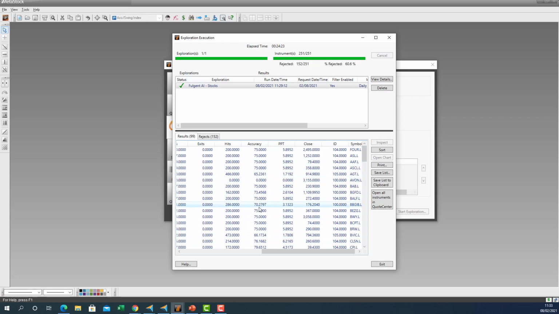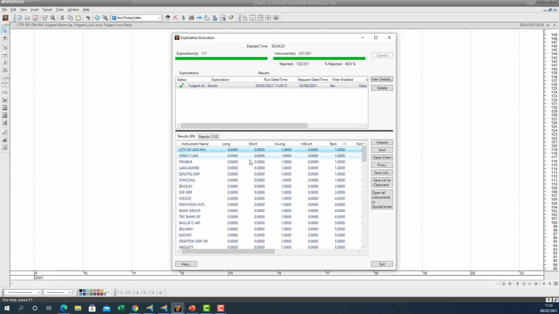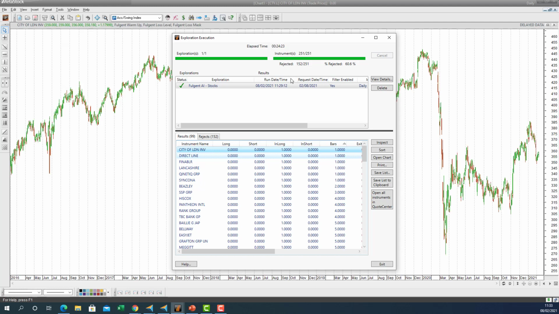So depending on what your training style is, you can trade all of these, or just pick AI engine code that you like and just trade along those variables. So I'm going to sort this from most recent to older, and we can see City of London Investment Corporation is here, Direct Line. So all these are more recent signals.